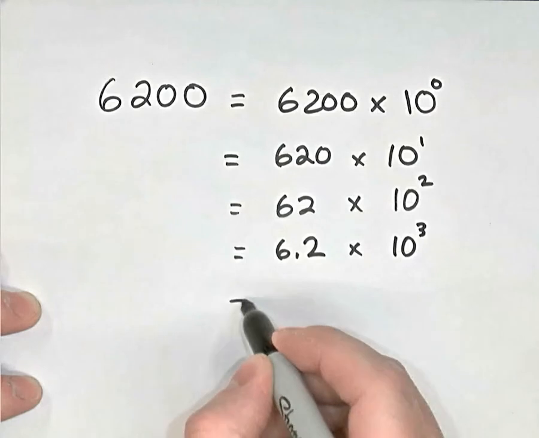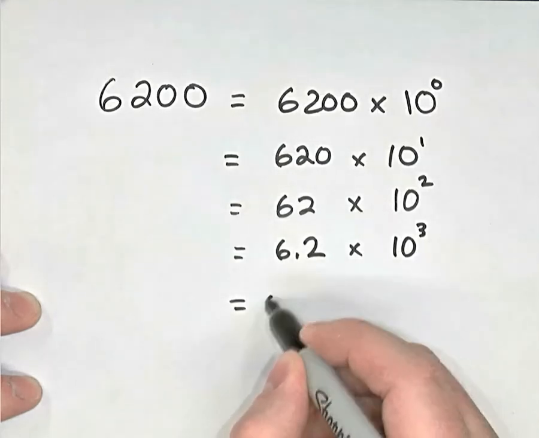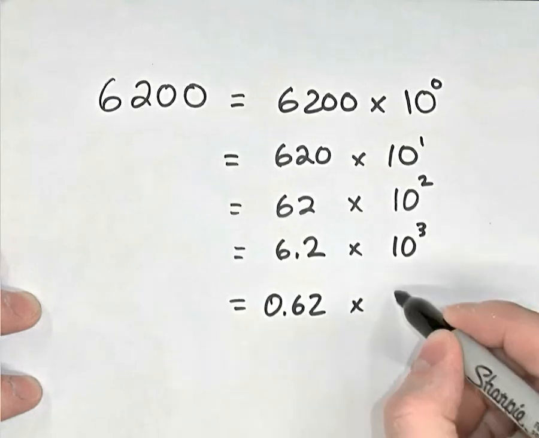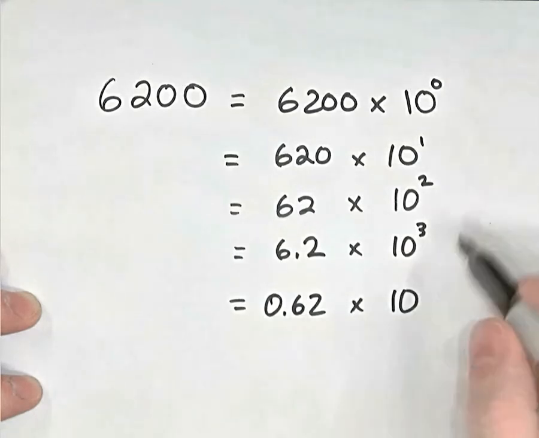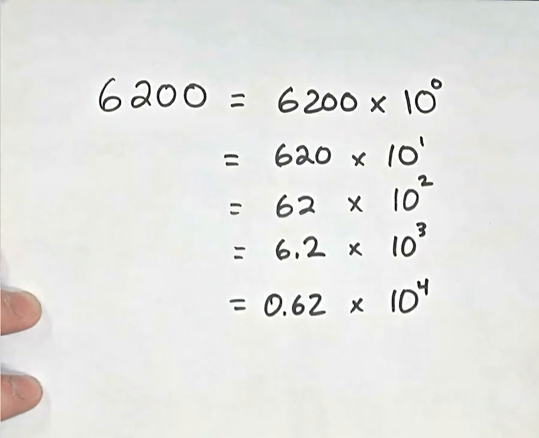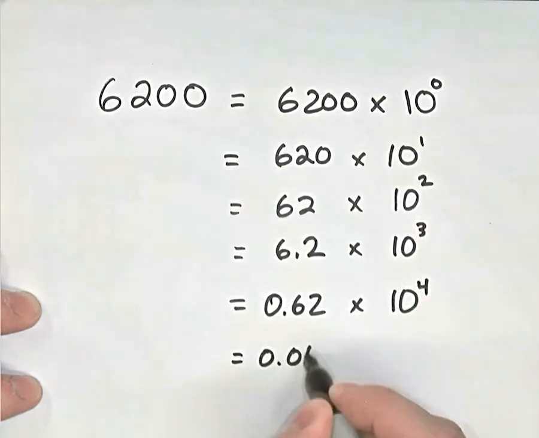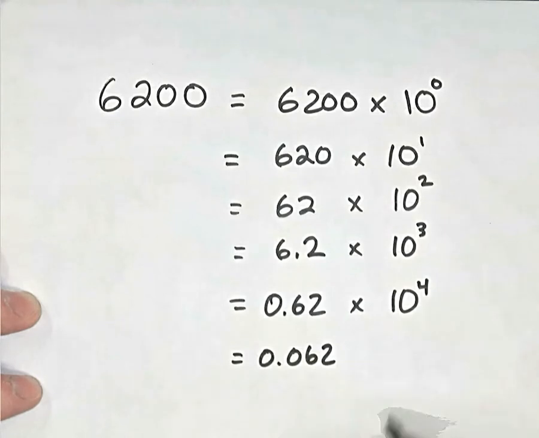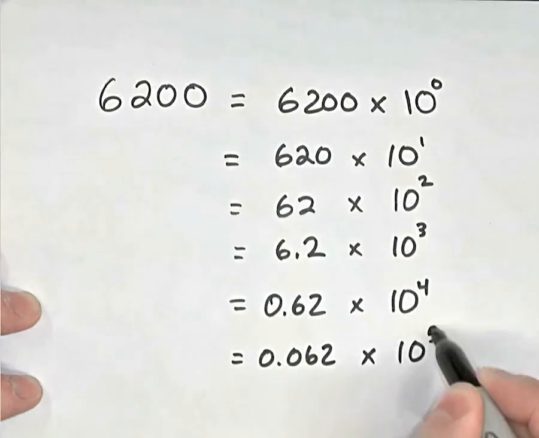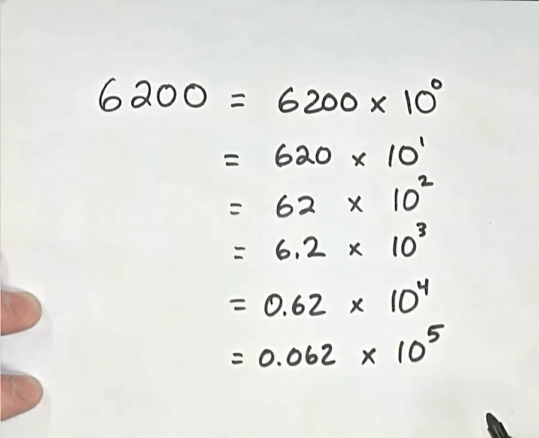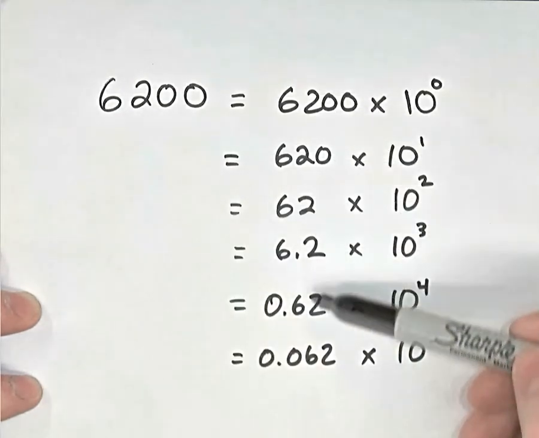And there's no reason to stop. If we divide that by 10, we get 0.62. And this would become times 10 to the, you see a pattern here, times 10 to the 4. And you could play this game forever. You could say it's 0.062 times 10 to the 5. These all represent 6,200.